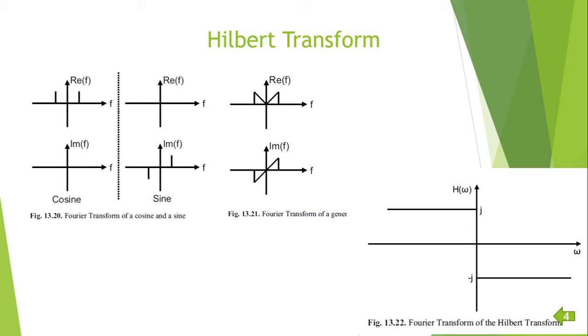For all real time domain signals, the spectrum of all real components versus f is symmetrical about f is equal to 0, and the spectrum of all imaginary components versus f is half turn symmetrical about f is equal to 0. So look at figure number 20 and 21. You will understand.